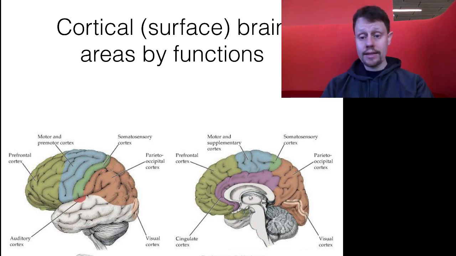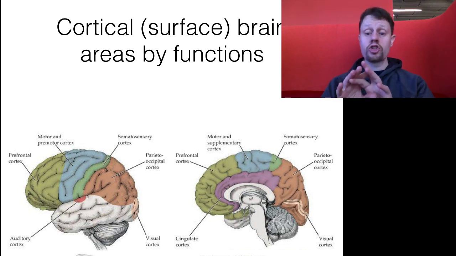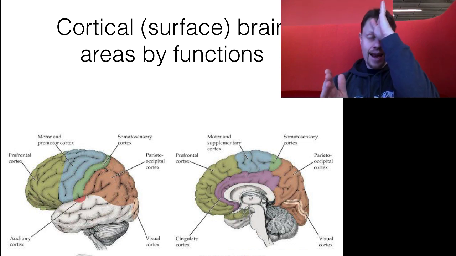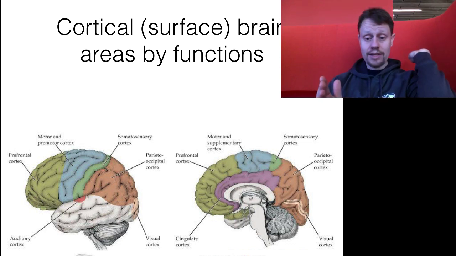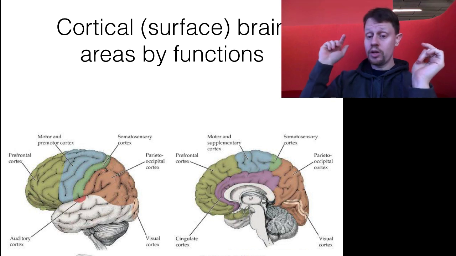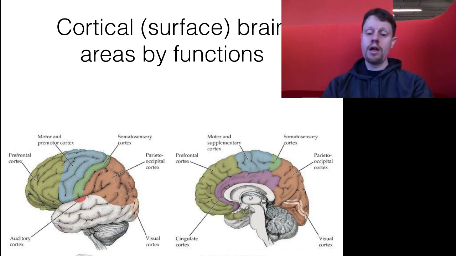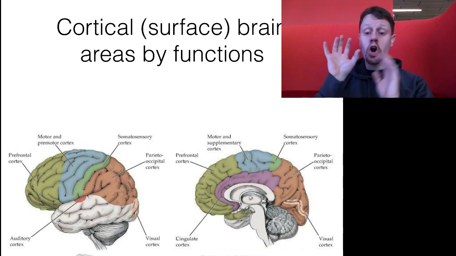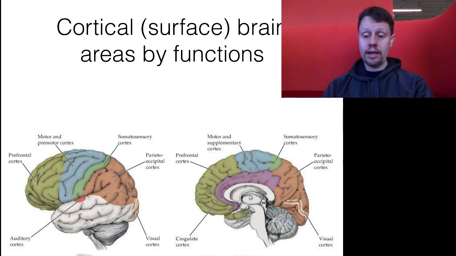On the right is another picture that shows if you cut my head in half and threw away my left hemisphere, what my right hemisphere would look like if you saw it from the midline. The basal ganglia are also not visible here.